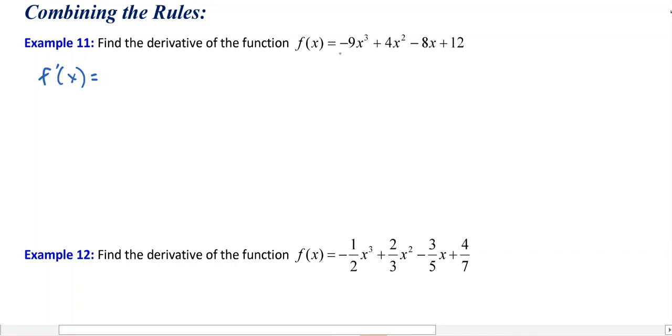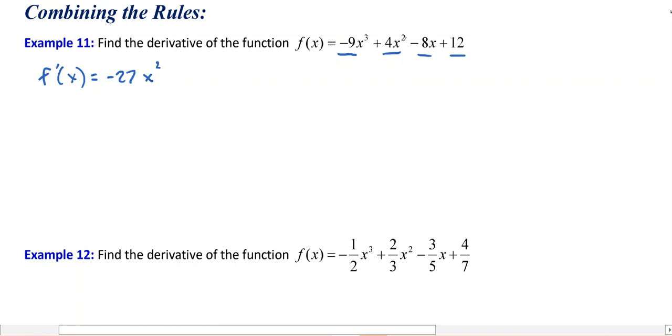So again, we do this term by term. That's the sum and difference rule. That's all that says. And for the first term, negative 9x cubed, we want to use the power rule. So 3 times negative 9 is negative 27. And then we multiply it by x and we reduce the power by 1.